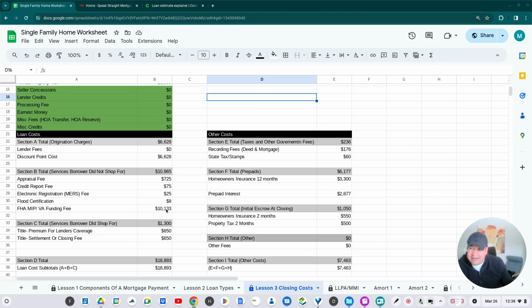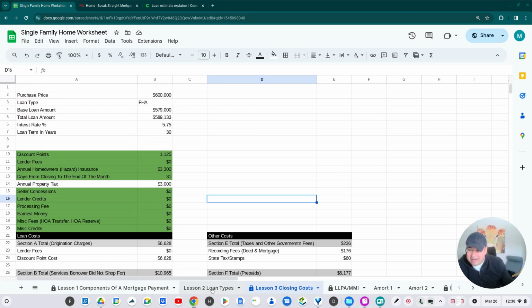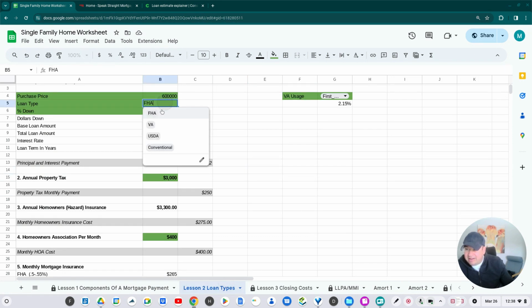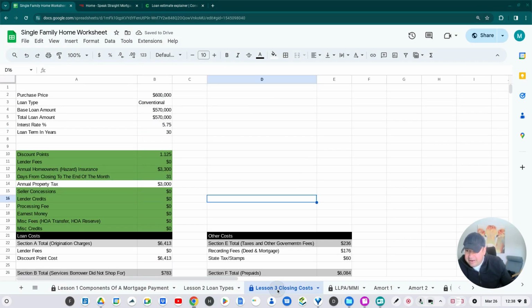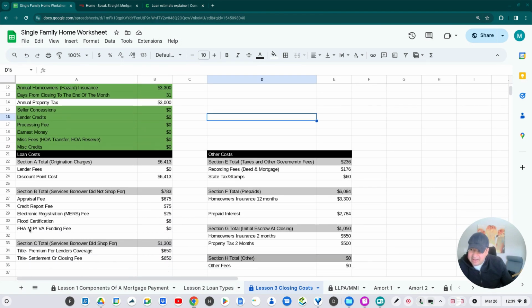If this was not an FHA loan, let's say this is conventional, and we go back to lesson 2 to change this to conventional, and change this to 5% down, you can see the funding fee goes away because conventional loans don't have a funding fee. Or, upfront MIP fee is what you call it for FHA. Funding fee is what you call it for VA. And guarantee fee is what you call it for USDA. But they're all an upfront fee that would be listed right here.